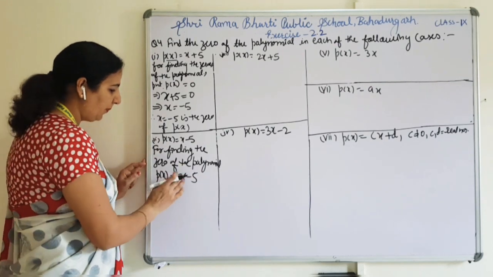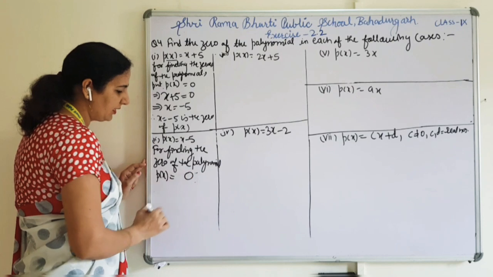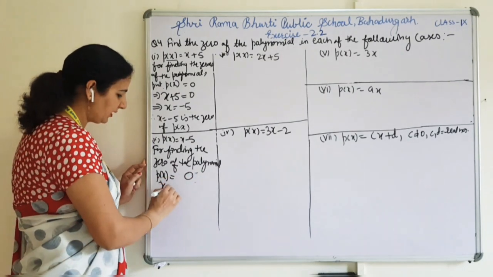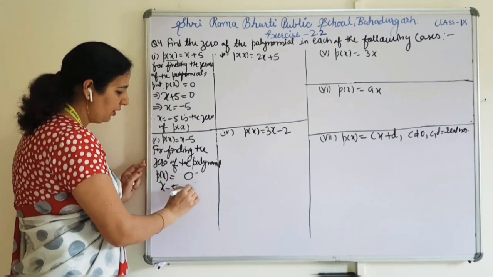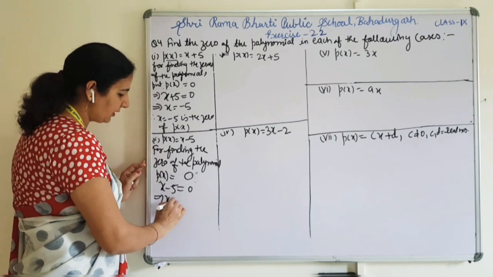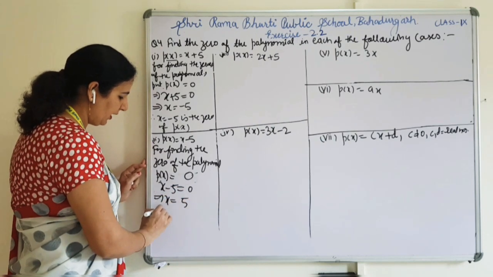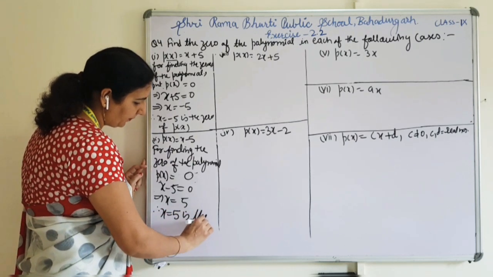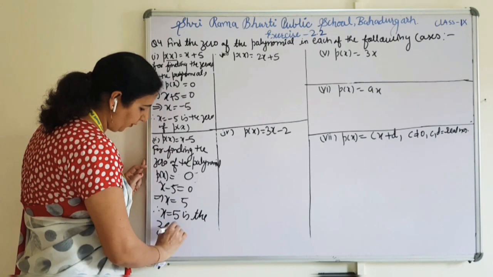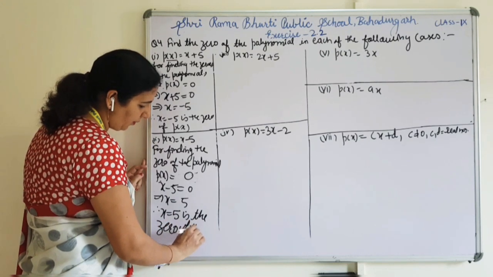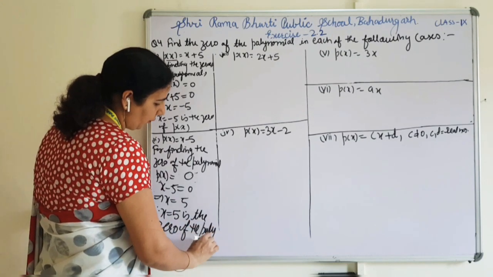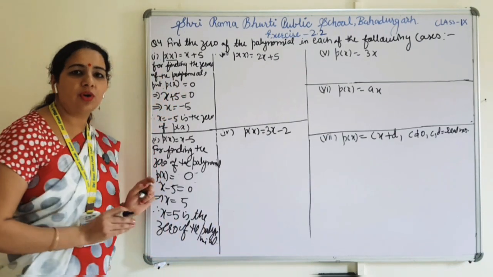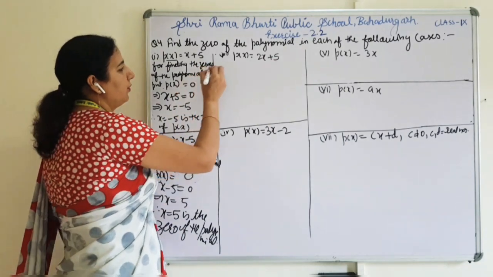Put Px is equal to 0. I just have written Px is equal to 0. What is the value of Px? x minus 5 is equal to 0. This implies x is equal to 5. Therefore, x is equal to 5 is the 0 of the polynomial. So, for finding the zeros, you just put the polynomial equal to 0.